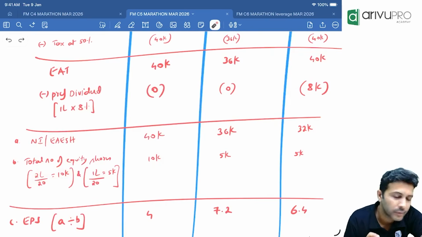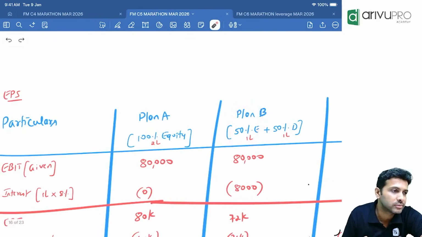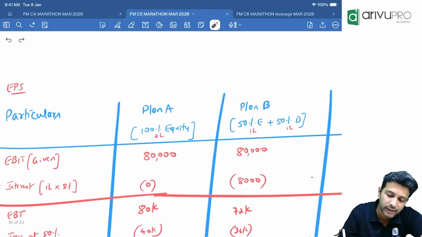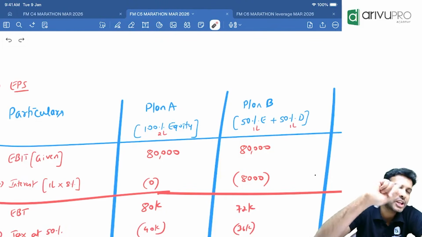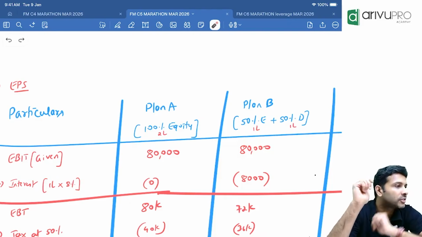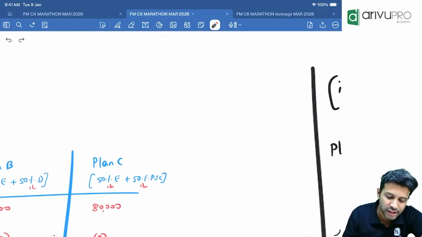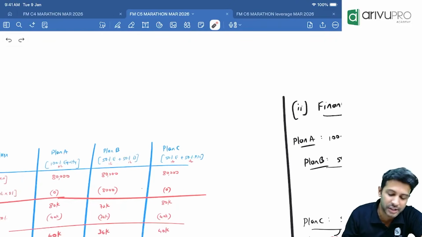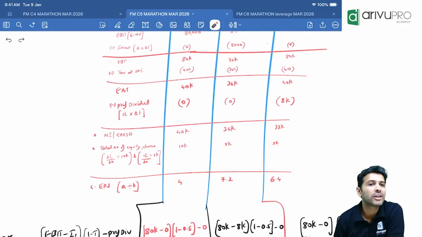Correct? In the second option, 50% of the money will come through equity. Totally we need 2 lakh. Of that, 50% is how much money through equity shares? 1 lakh. Each equity share's issue price is 20 rupees. 1 lakh by 20 is 5,000. Third option is also the same: 50% equity, 50% preference shares, so the number of equity shares will be the same. And that's your EPS. Okay, sir?